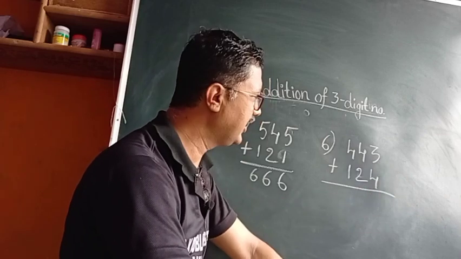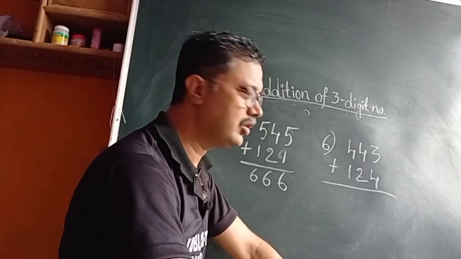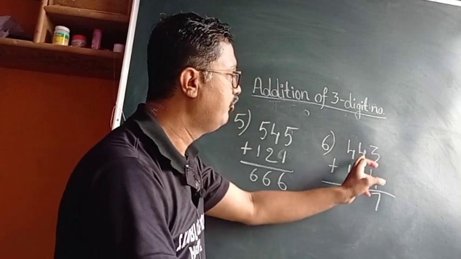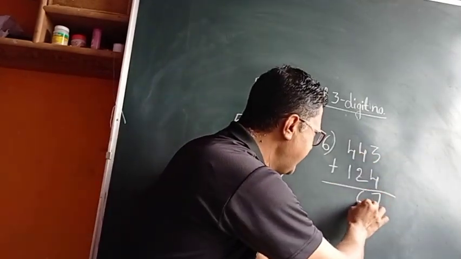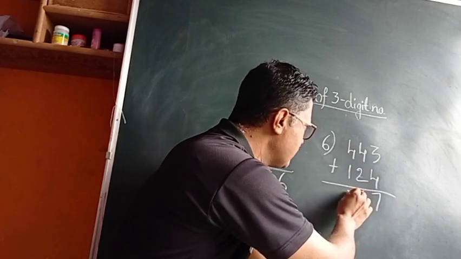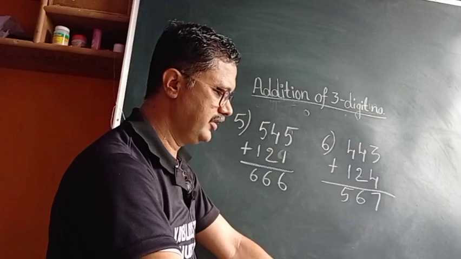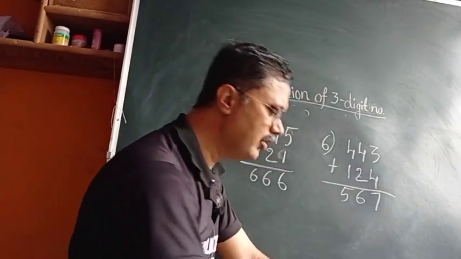Now let us start with the next one. 3 plus 4 is equal to 7. 4 plus 2 is equal to 6. 4 plus 1 is equal to 5. Yes, very good children. Now I will give you homework.